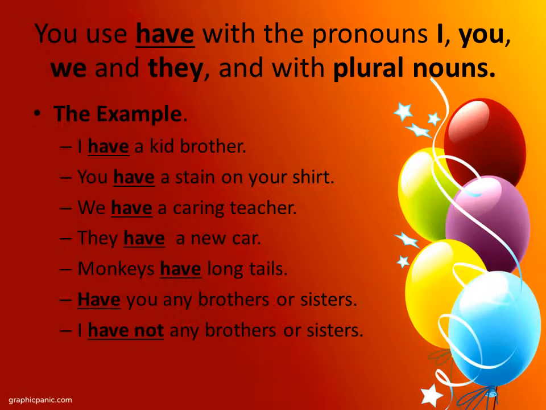You use have with the pronouns I, you, we, and they, and with plural nouns. For example: I have a kid brother. You have a stain on your shirt. We have a caring teacher. They have a new car. Monkeys have long tails. Have you any brothers or sisters? I have not any brothers or sisters.